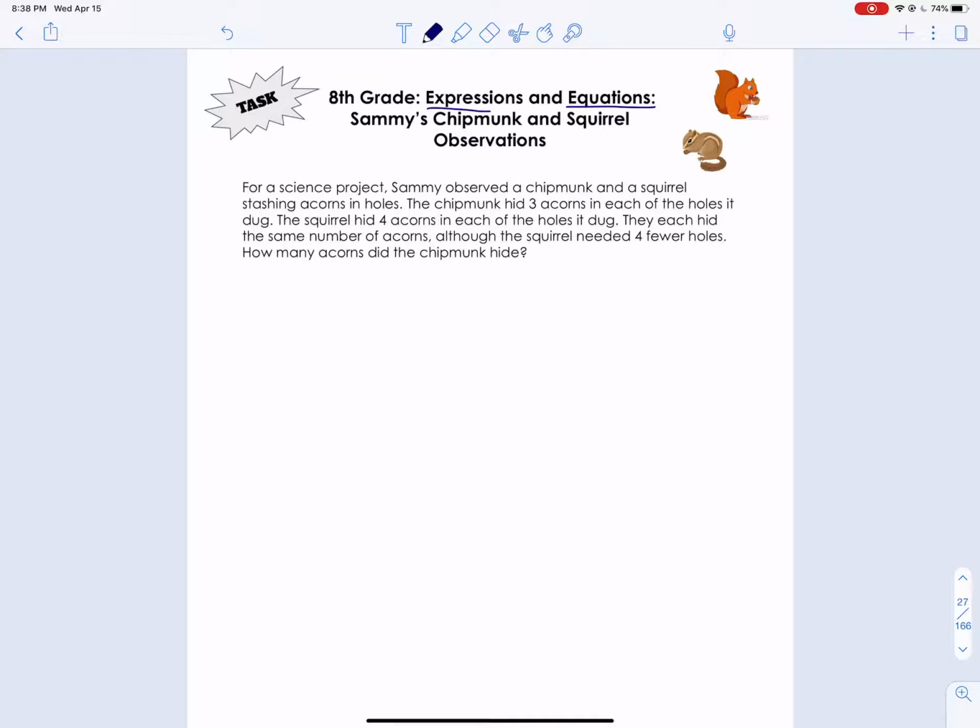You could just draw it out. So we have the chipmunk. Okay, that's his situation. And the squirrel's over here. And you just draw the holes. So just start off with, let's just say 8 holes. So the chipmunk put 3 acorns in each of those. So how many total is this? So 3 times 8, that's 24.